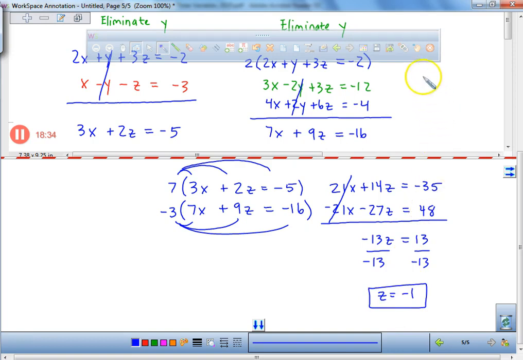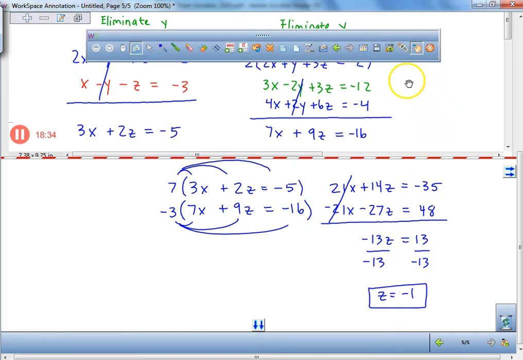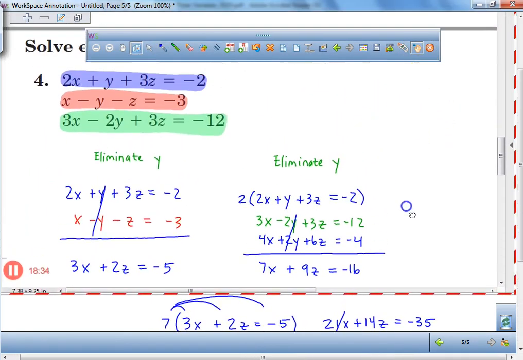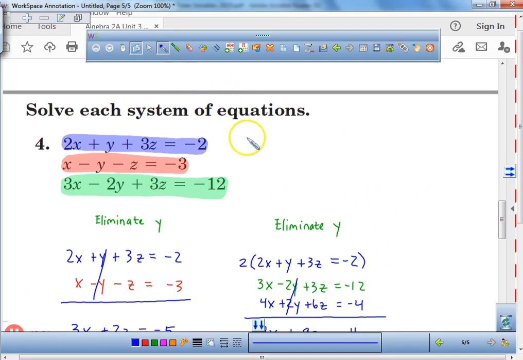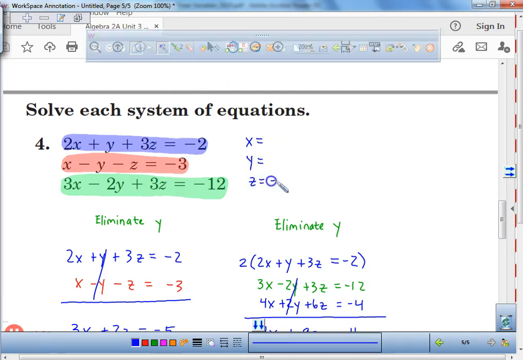Now check this out, everybody, right up here at the very top. I want you guys to write this down here. X equals, Y equals, Z equals, and could you please put a -1 for Z? Okay?